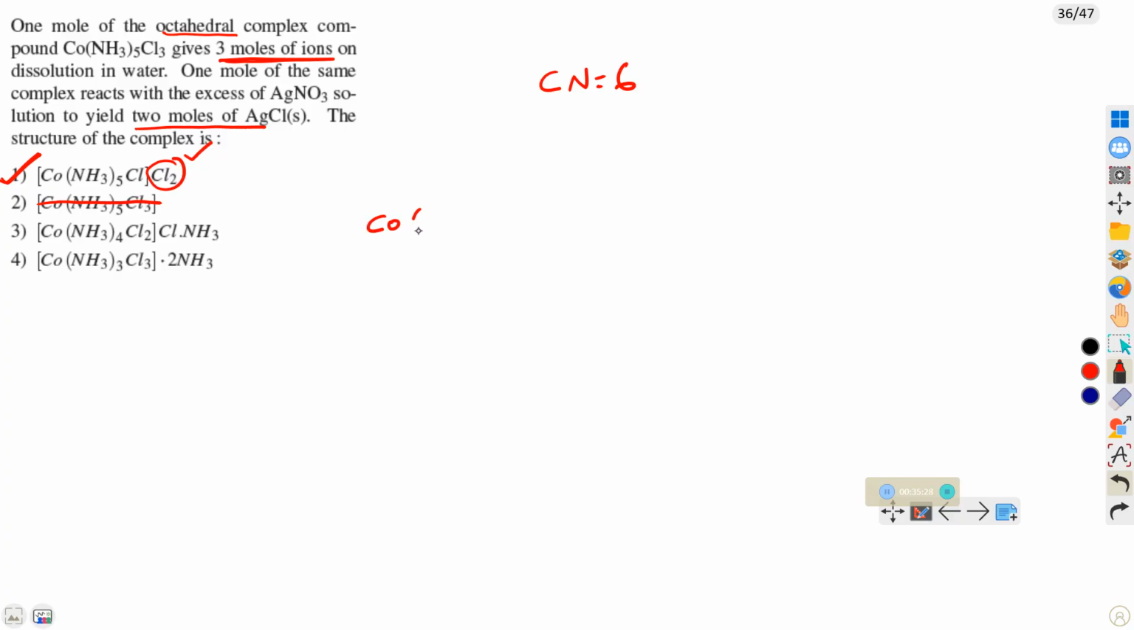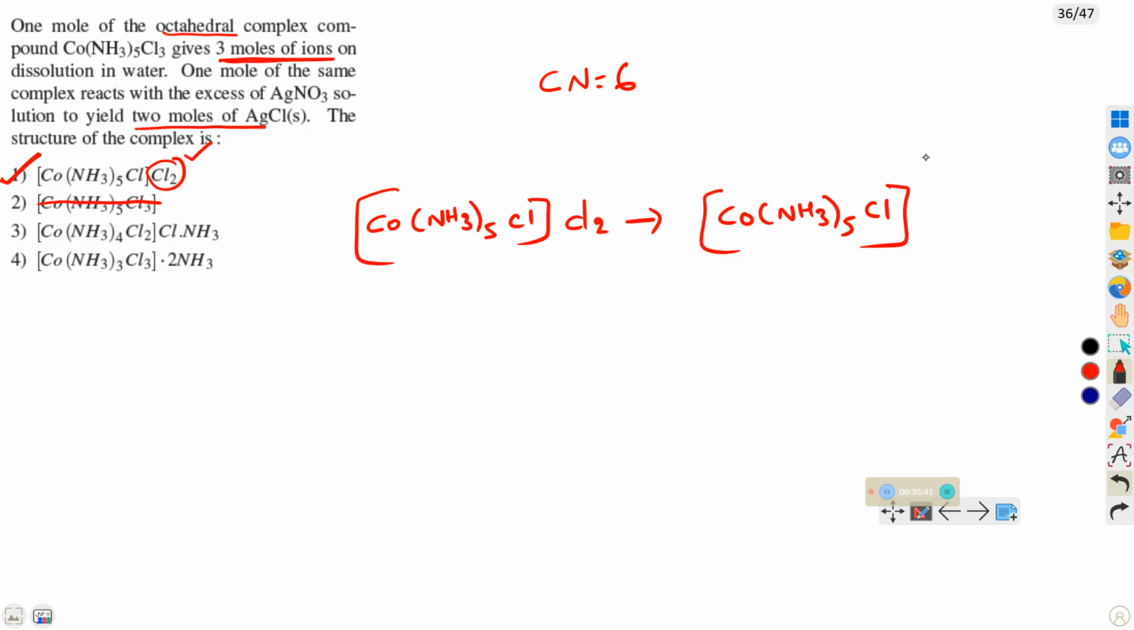Take the complex Co(NH3)5Cl Cl2. Dissociate into ions: Co(NH3)5Cl 2+ and 2 Cl minus. It contains 1 cation plus 2 anions. Total number of ions: 3.